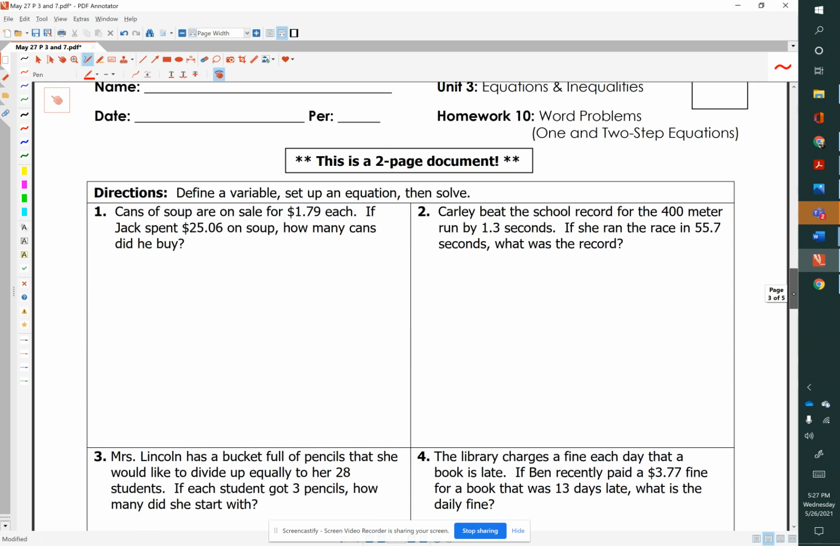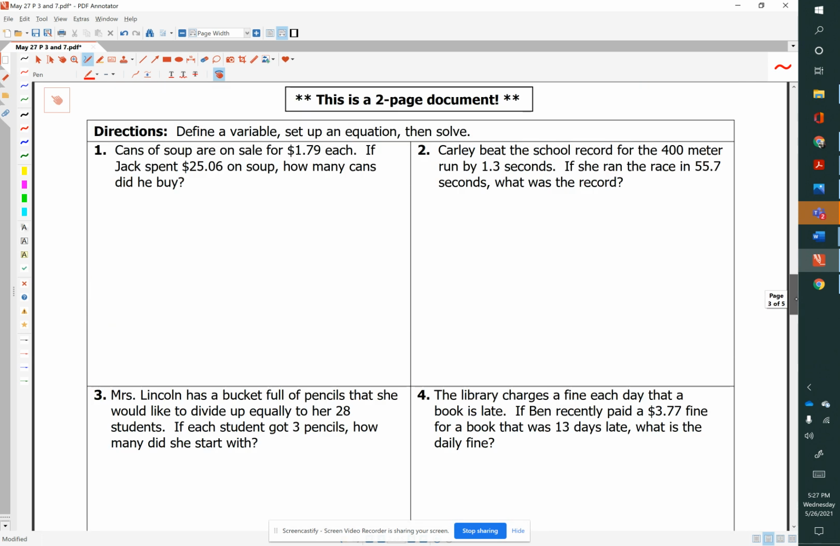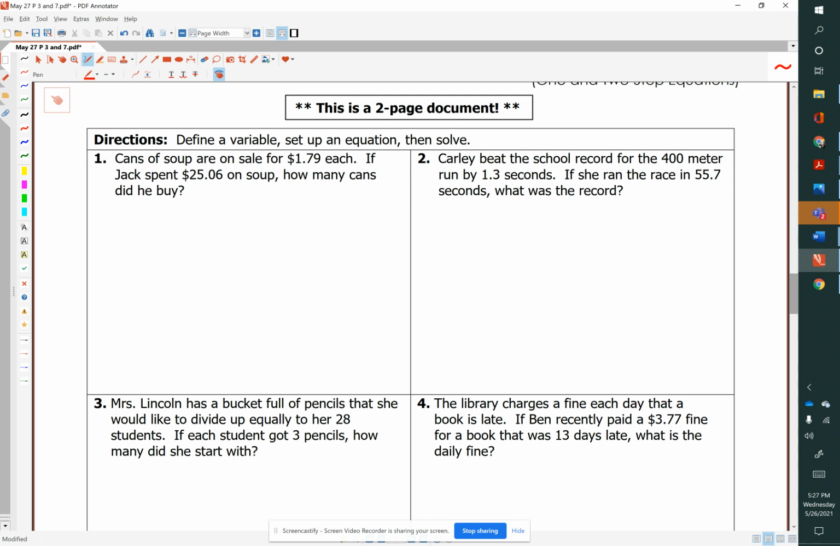That's pretty bad. So let's look at these word problems. We're going to do 6 word problems today. So we're going to start with cans of soup, number 1. Cans of soup are on sale for $1.79 each. If Jack spent $25.06 on soup, how many cans did he buy?